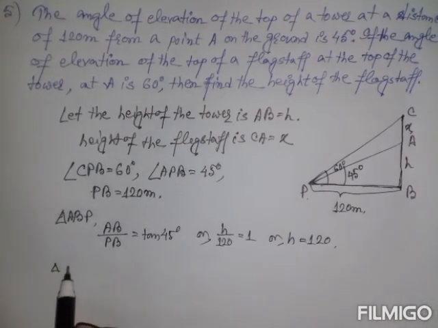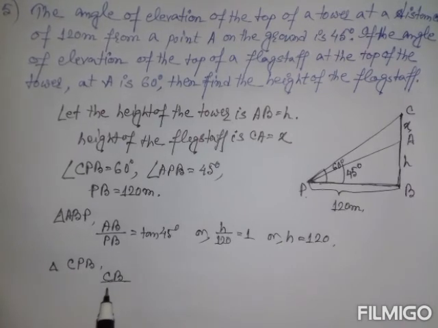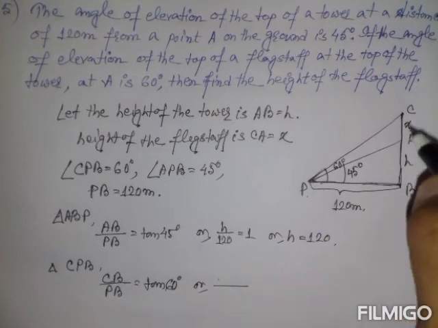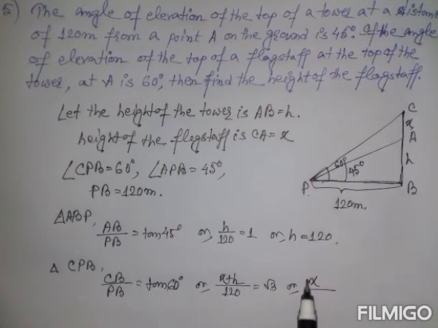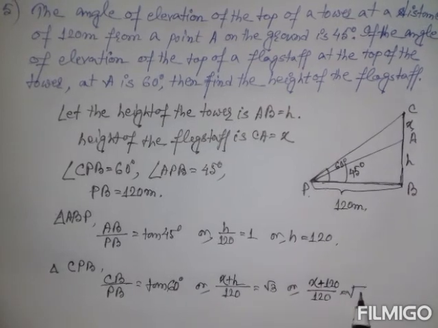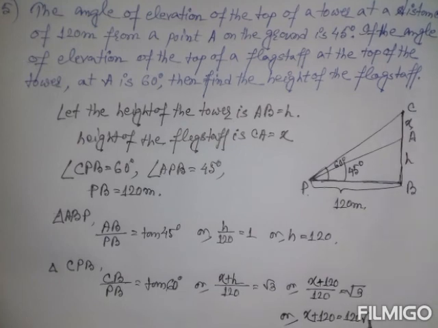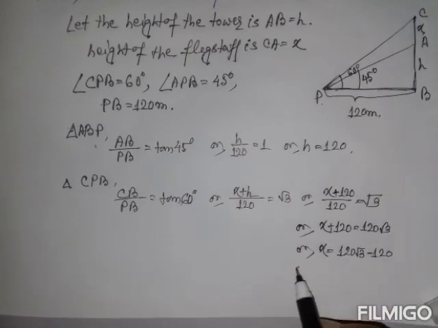Okay, now from right angle triangle CPB, we can tell that CB by PB is equal to tan 60 degree, or CB means X plus H by PB means 120 is equal to root 3, or X plus, we know the value of H, 120 by 120 is equal to root 3, or X plus 120 is equal to 120 root 3, or X is equal to 120 root 3 minus 120.